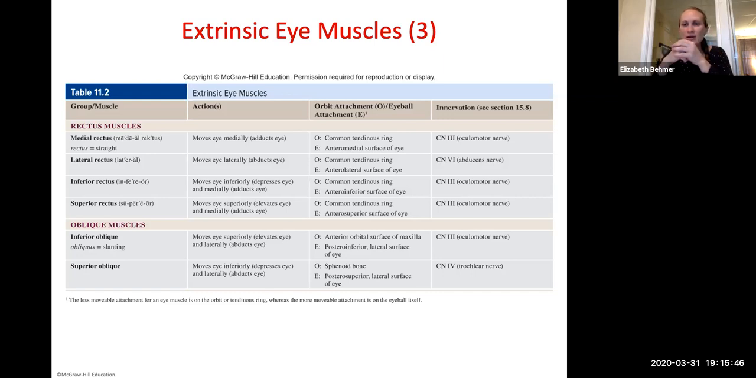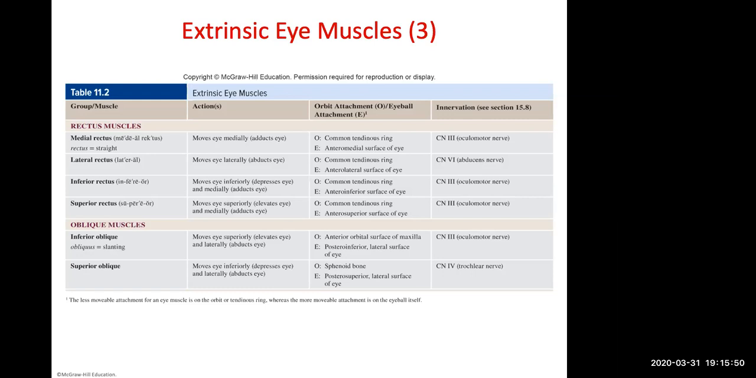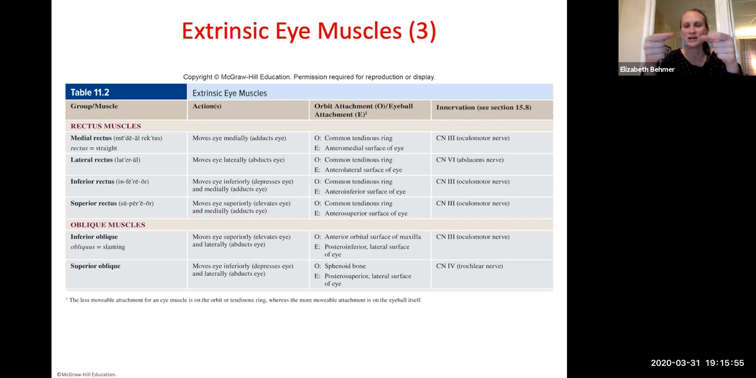What about your superior rectus muscle? It's attached to the top of your eye. I wish I had a circle here, and it would pull your eyeball so you'd look up. And the inferior rectus, when that contracts, it would pull your eye to look down. So the actions of those muscles are pretty easy to tell. And then you can see the actions of your oblique eye muscles. They move the eye inferiorly or superiorly, and then laterally. So some sort of diagonal direction.